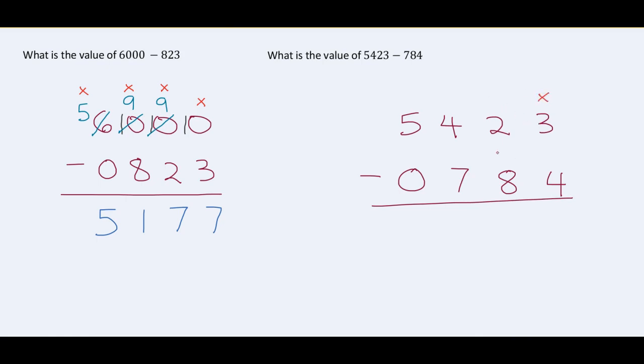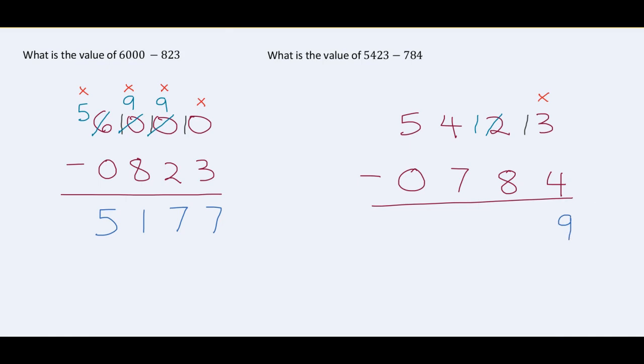So 3 minus 4, that's not possible to do because we can't take 4 things from 3. So we go over to the next door neighbor here, which is 2. We borrow 1 from the neighbor. It's left with 1. And the one that we borrow becomes 10, and we add that to 3, and that's going to give us 13. So 13 minus 4, that should give us 9.